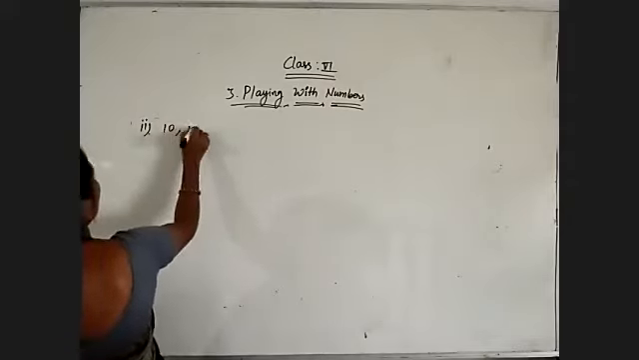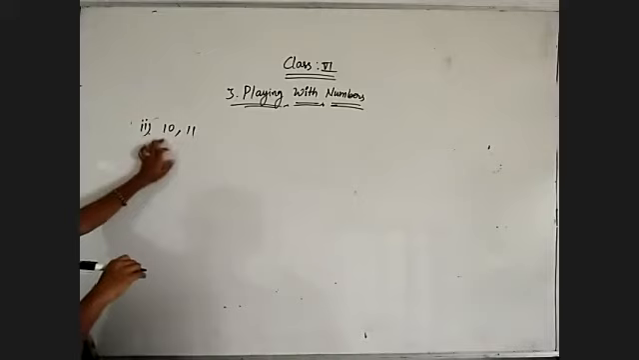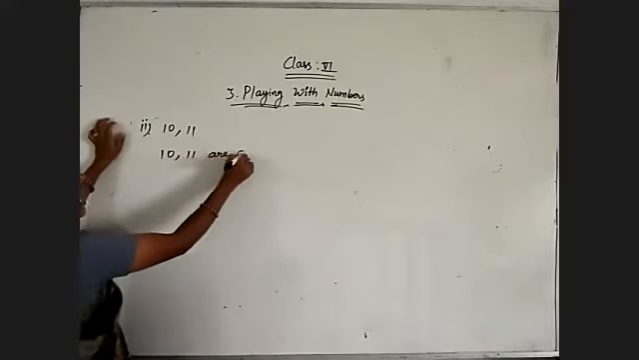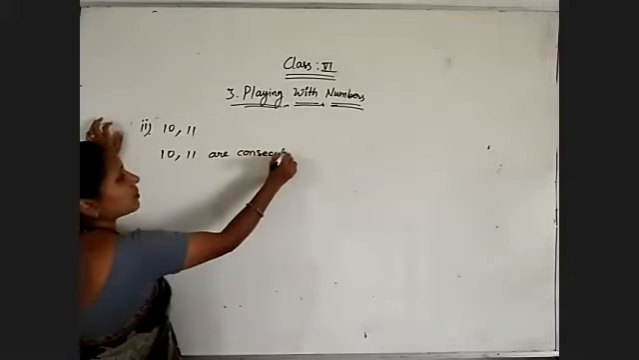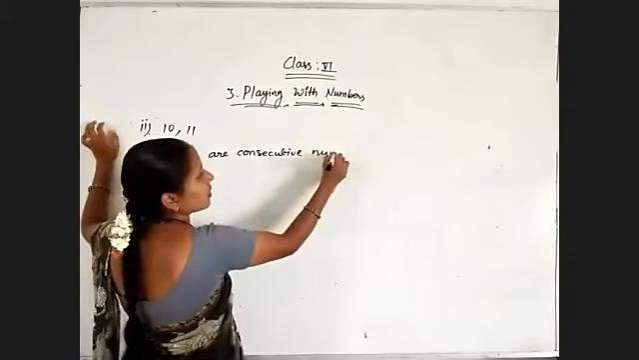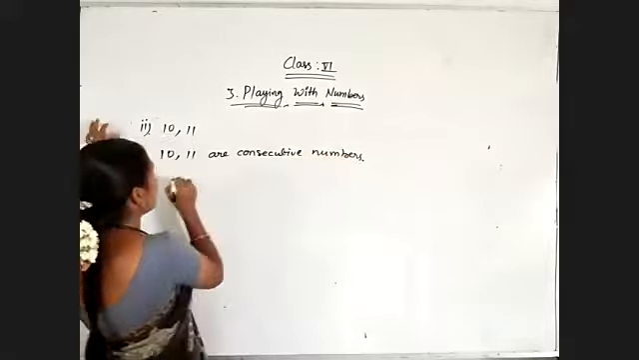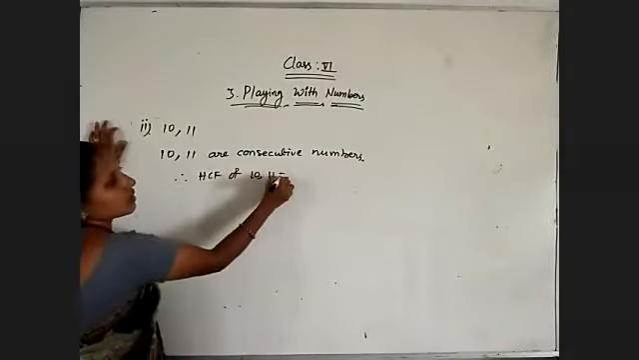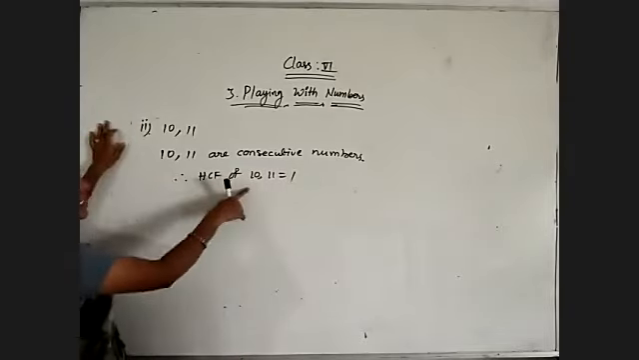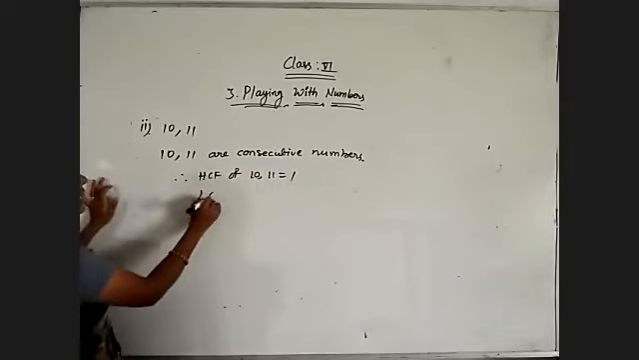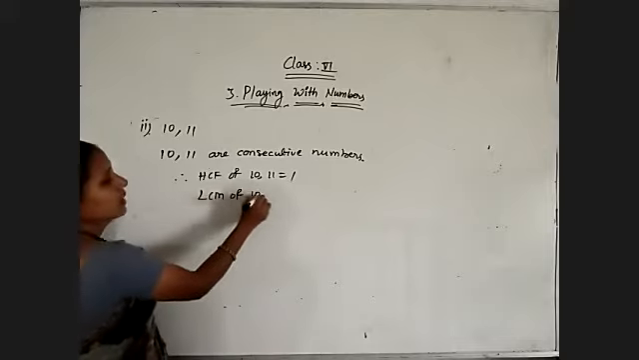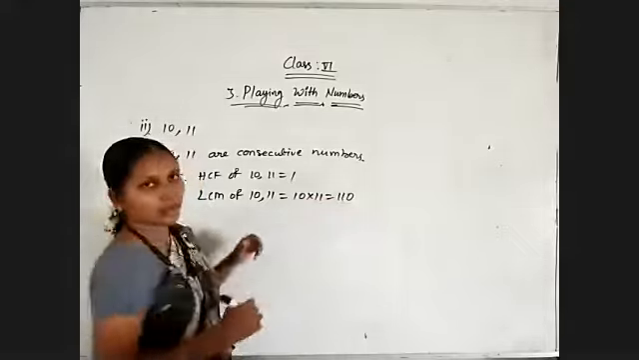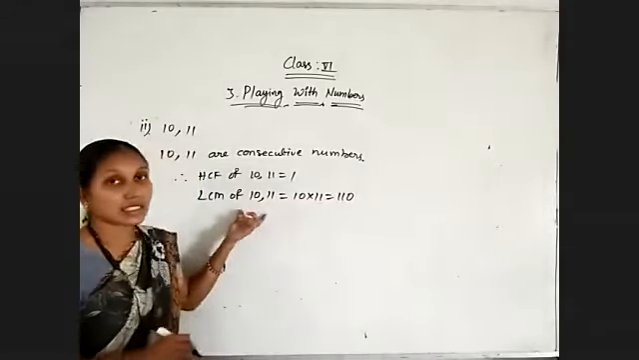Now my second problem is 10, 11. So just observe, without doing anything we can say that 10 and 11 are consecutive numbers. So therefore their HCF is equal to 1. Whose HCF is equal to 1, their LCM is equal to their product, that is 10 into 11, which is equal to 110. Okay, this is a logical type of question.